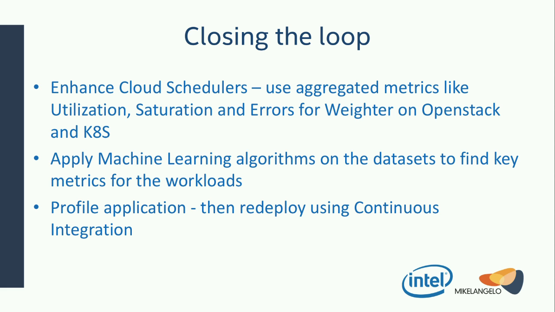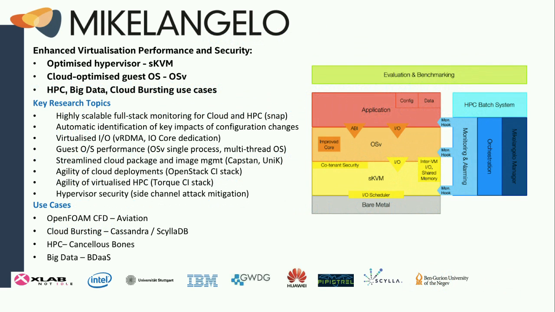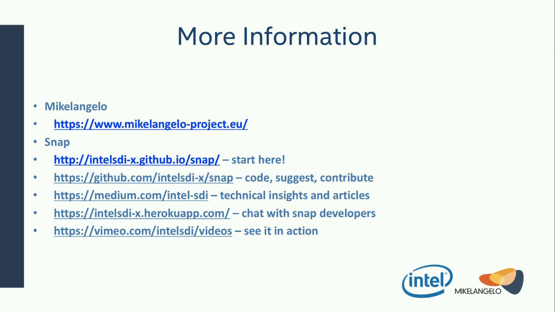You can also very easily use machine learning algorithms on the data sets to find the key metrics for the workloads, because sometimes you don't want to monitor 300 metrics from your stack. Sometimes your workload is only using 5 metrics, and they are very important. Using some very simple machine learning algorithms, you can do that. Later on, you only need to configure 3 or 4 metrics that are important for your application, and you can also profile your application, and then reuse continuous integration for redeployment. I can talk more, but I think that's enough about this.